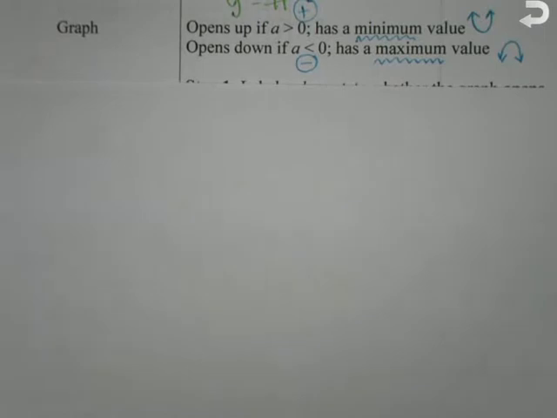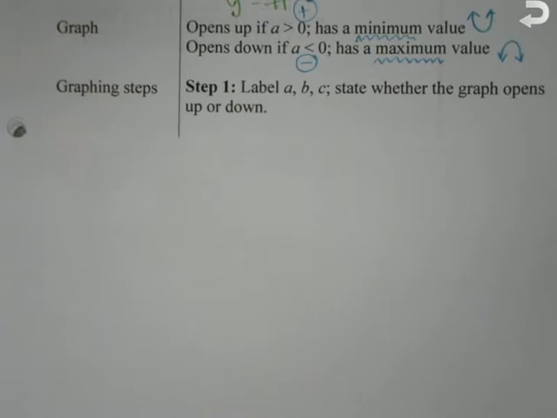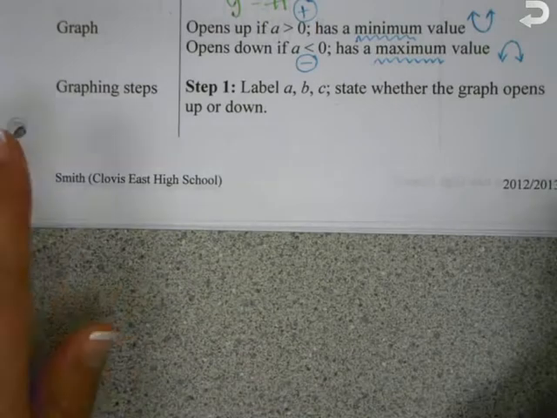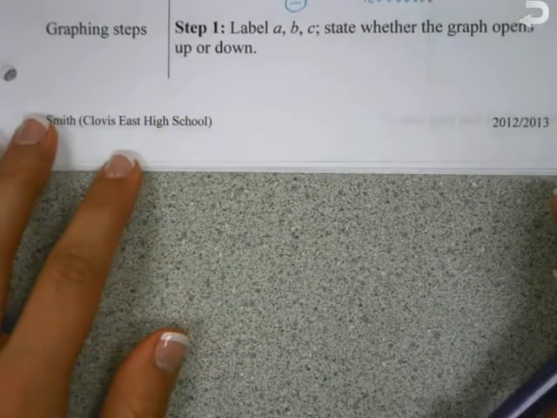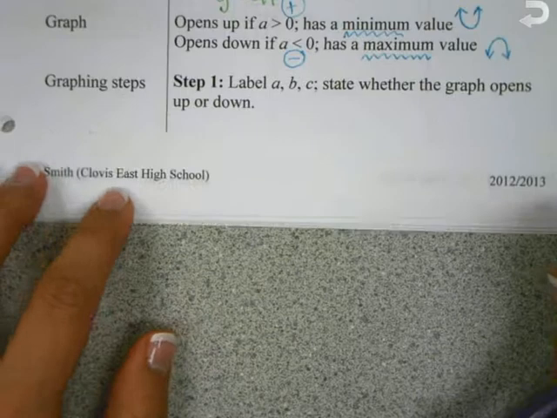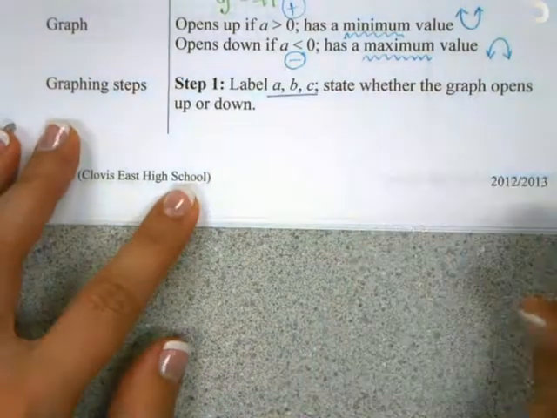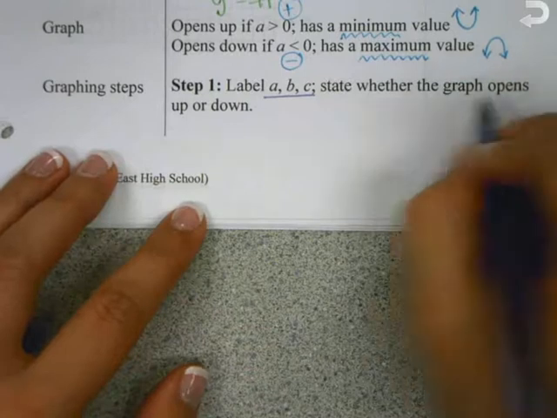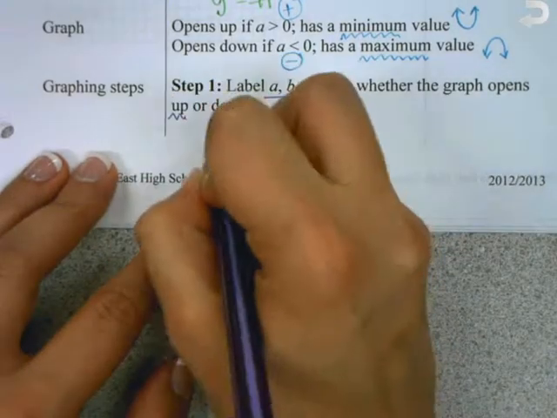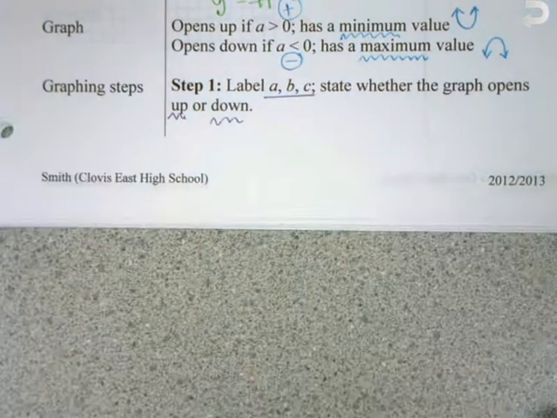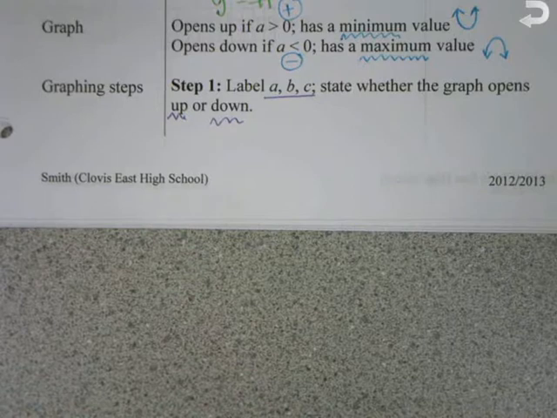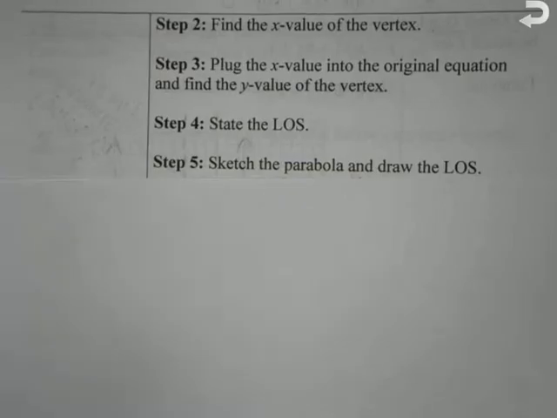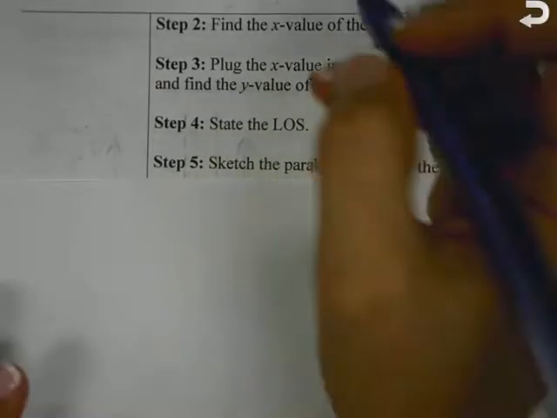So the steps to graphing. Step 1, you want to label a, b, and c. So we need to figure out what a, b, and c are, and state whether the graph opens up or down. Step 2, after you figure out if it's opening up or down, you want to find the x value of the vertex, which means you're going to use x equals negative b over 2a.